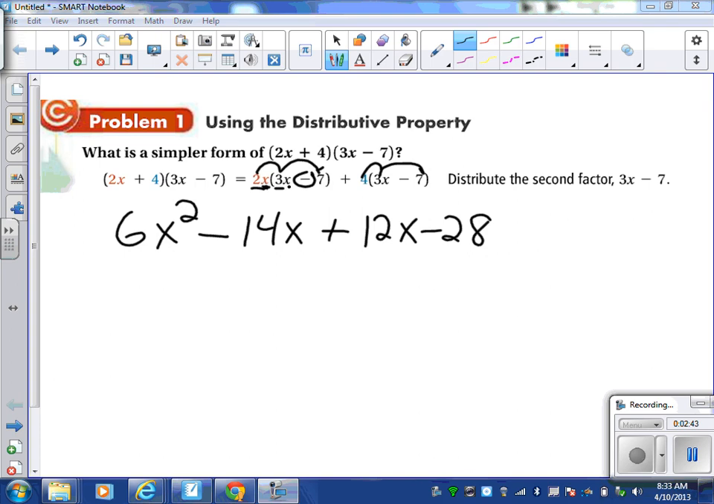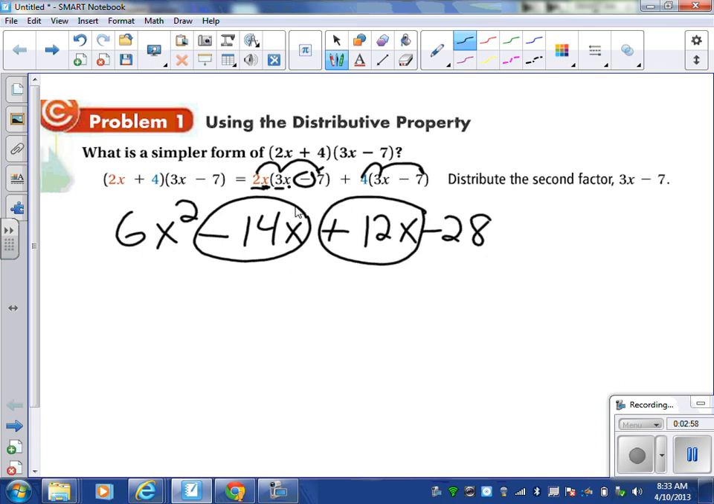What's the next step we do? We want to see if we can have any like terms and add or subtract those terms together. Let's see, we have a negative 14x, and we have a plus 12x. So we combine those two terms, we'll rewrite the 6x squared, and we have negative 14x plus 12x. And what's that answer? That is correct. Minus 2x. Bring down the minus 28. And we have 6x squared minus 2x minus 28.